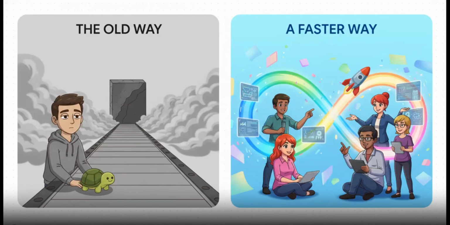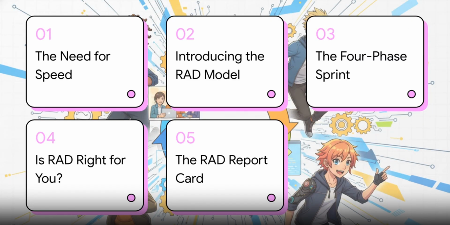So, let's look at this tale of two methods. For ages, the old way to build software was something called the waterfall method. And it was slow, super rigid. You had to finish one step completely before you could even think about the next. It was like building a skyscraper one floor at a time, and you couldn't see the whole thing until the very, very end. But then, a faster way came along, something way more flexible, built in these quick little bursts. And this is the key: it's all about getting constant feedback from the people who are actually going to use the thing.